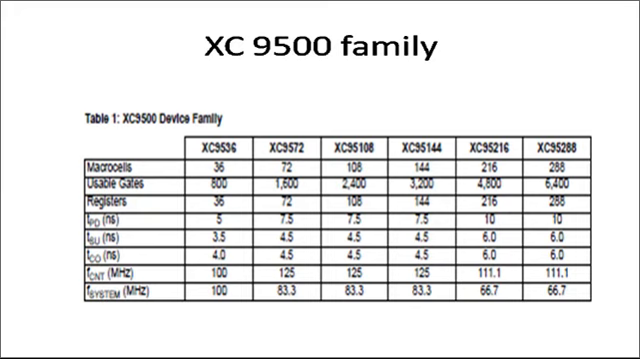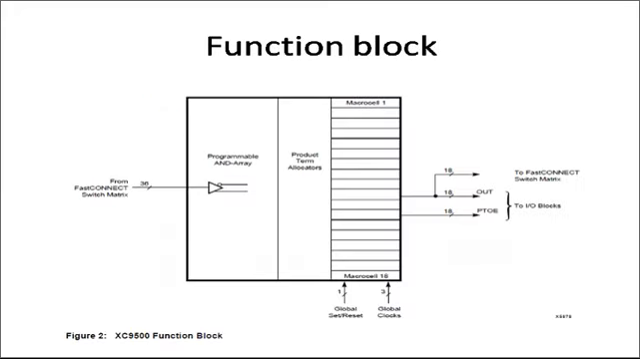Now let us look towards a function block. Okay, now the function block is internally divided in three blocks. The first block is a programmable AND array, the second block is a product term allocator, and the third block is a macrocell. Okay, macrocell. Now here you will come to know that this function block has 36 inputs which are coming from the fast connect switch matrix.